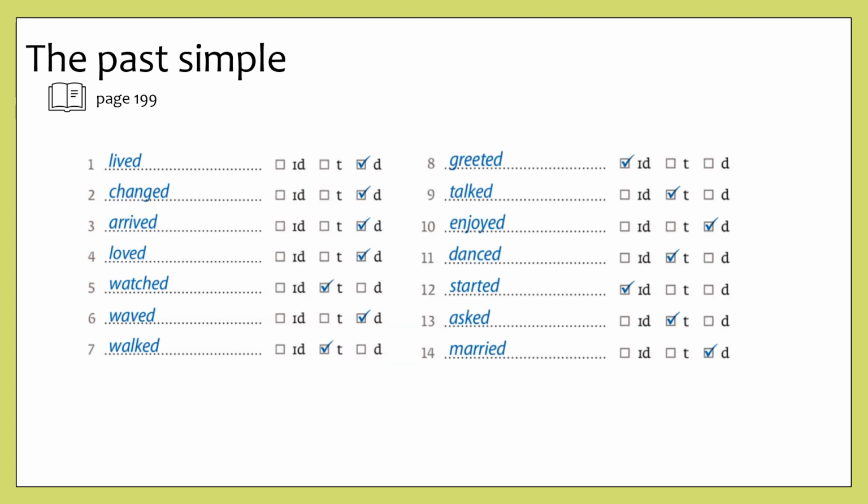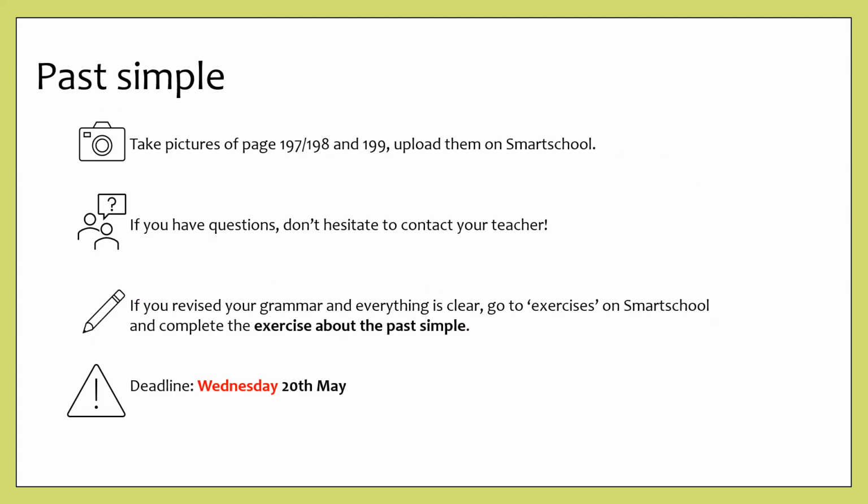And if you indicated all of them, this is what you should have in front of you. Again, use a color to indicate your mistakes. Then, if you did so, take pictures of page 197, page 198, and 199. Make sure that I can see your corrections and upload them on Smart School. If you have any questions about this, please don't hesitate to contact us.